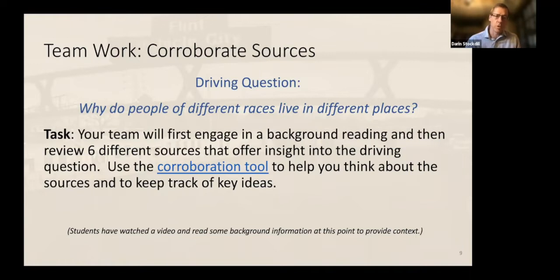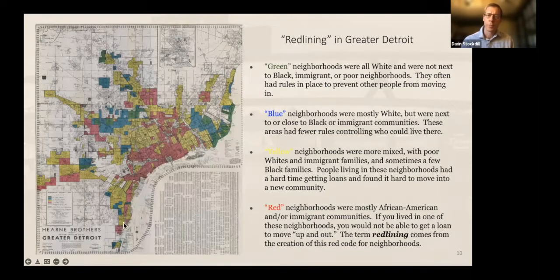And then they jump into a set of documents. So they look at, you may have seen these maps. There's a series of redlining maps that were put out by the New Deal Housing and Loan Corporation. In 1936, these maps came out.